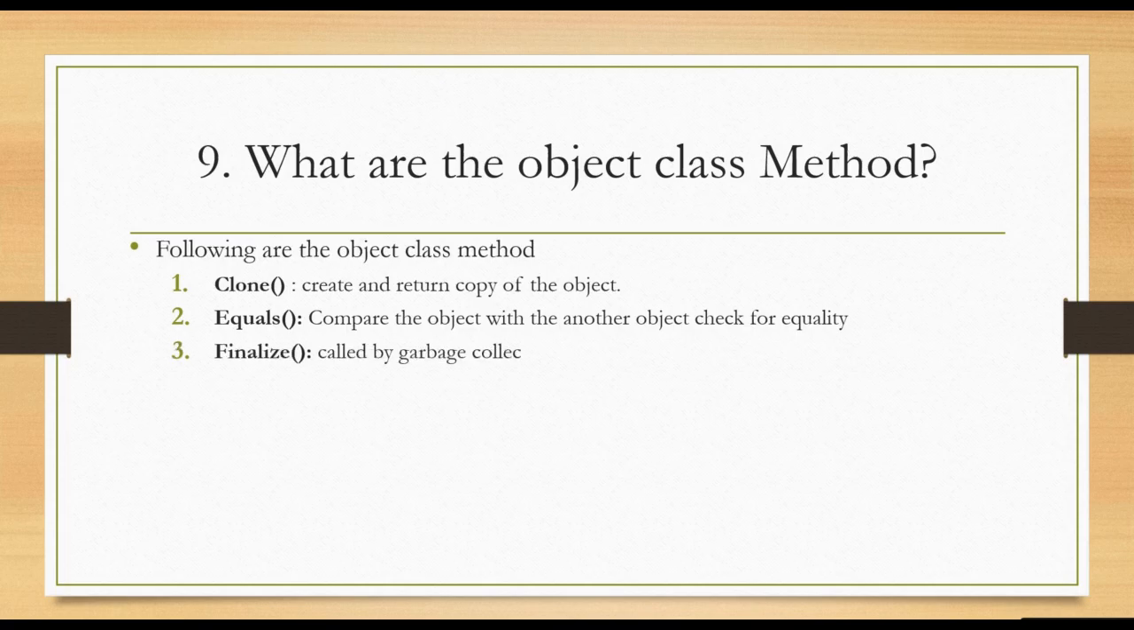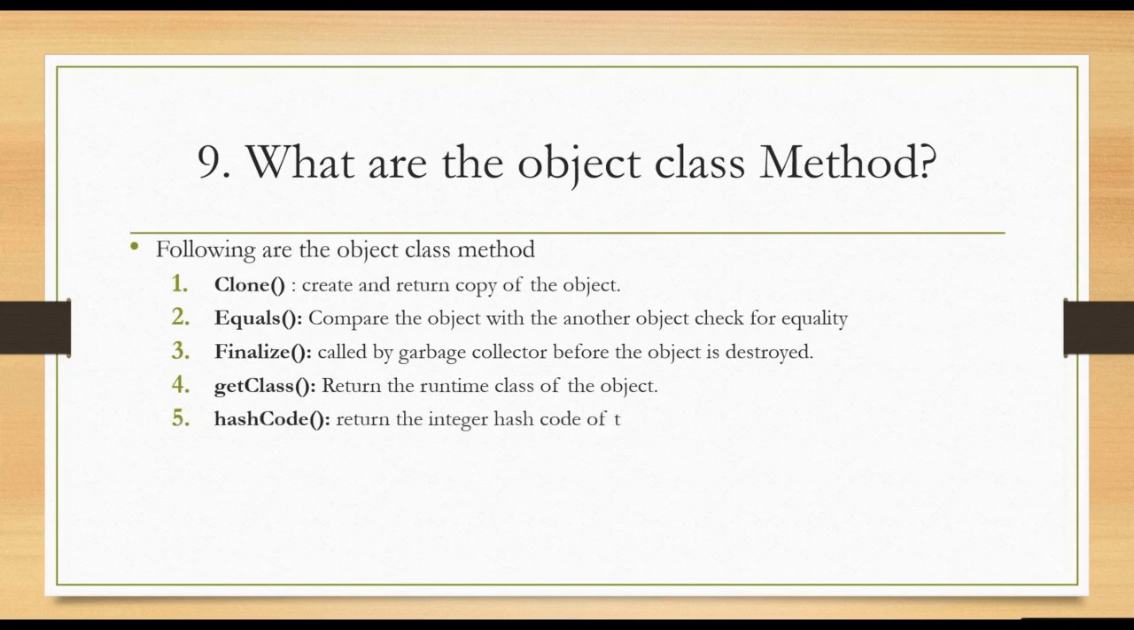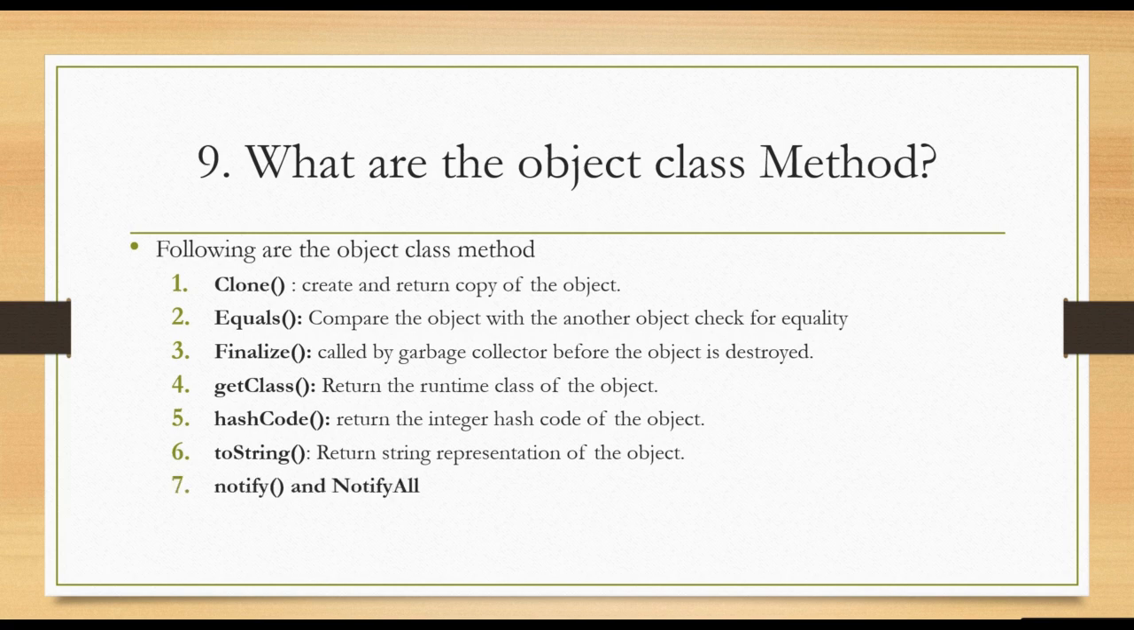The third one is finalize. The finalize method is called by the garbage collector before the object is destroyed. The fourth one is the getClass method. The getClass method returns the runtime class of the object. The fifth one is hashCode. hashCode returns the integer hash code of the object. The sixth one is the toString method. The toString method returns the string representation of the object.